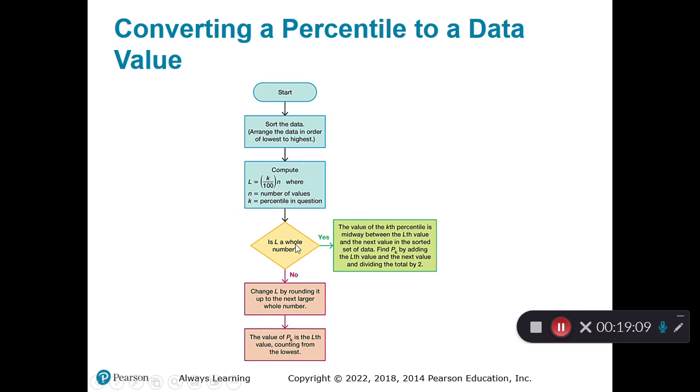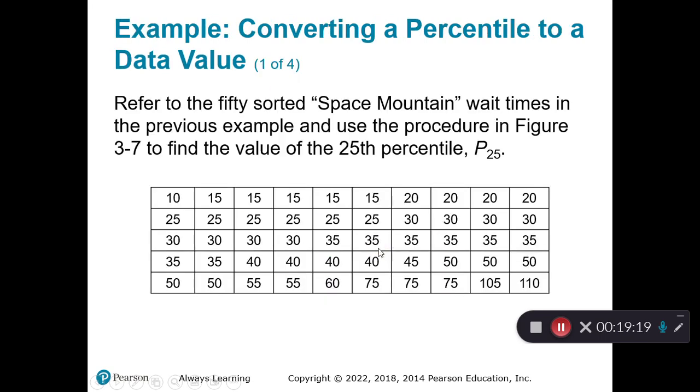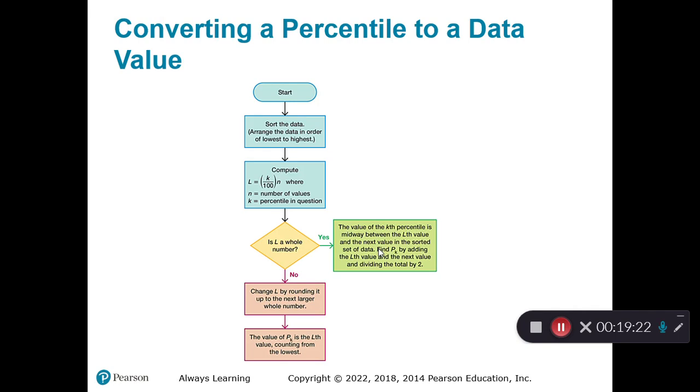And you could end up with a whole number, but you also could end up with a decimal. So if you have a whole number, then what you're going to do is go halfway between the number in the nth position and the next value in the list, which is the L plus first position, and then divide by 2. We're going to see an example of this in a bit, so if it doesn't quite make sense now, don't worry, we will go through an example to illustrate this.